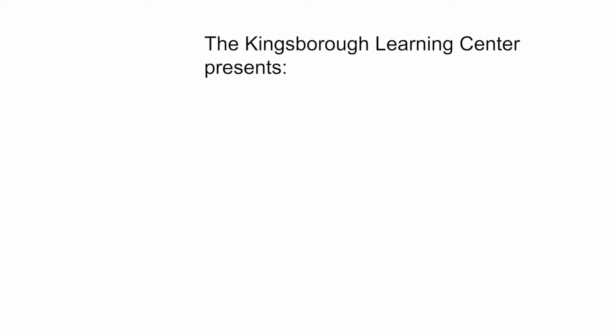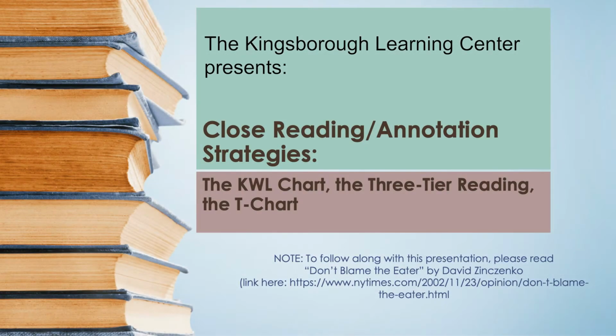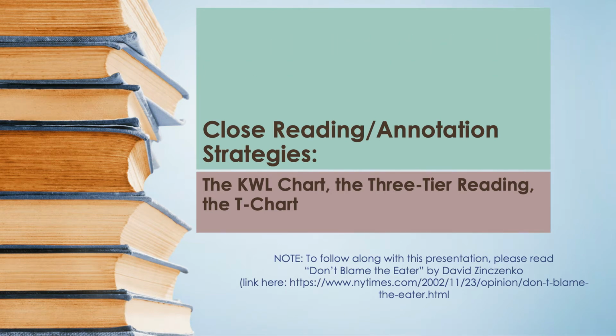In this video, we will be going over two strategies that you can use to read the text you are assigned more closely. We will start with a Know, Wants to Know, Learned chart, and then we will finish with 3 stages of reading and a T-chart that can help you figure out an author's main claims and how their examples relate to those claims.